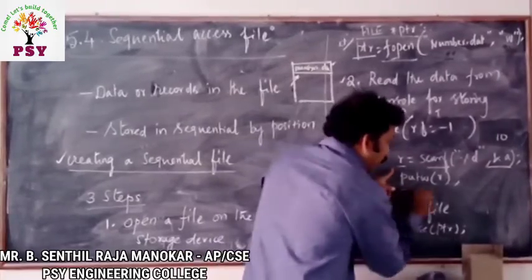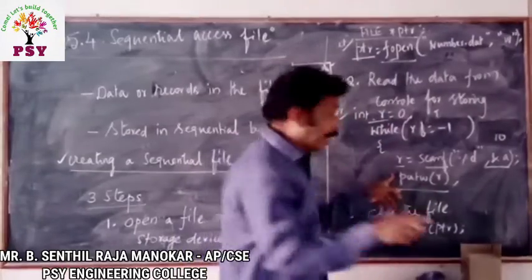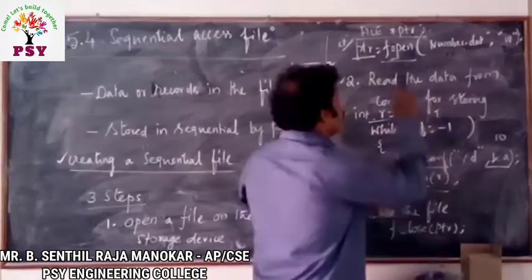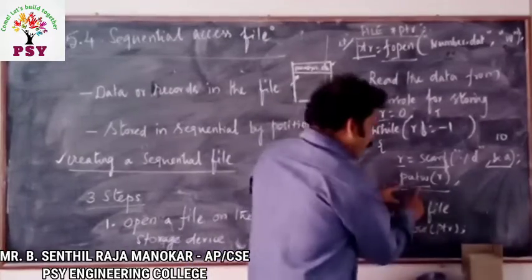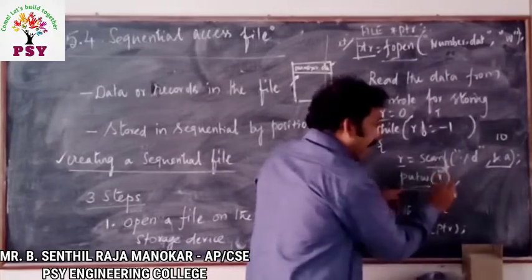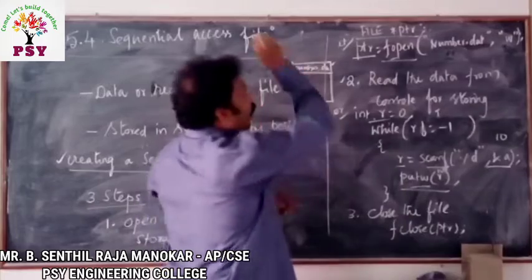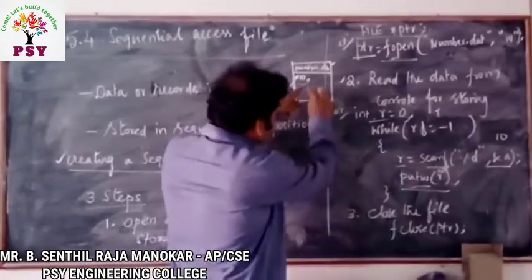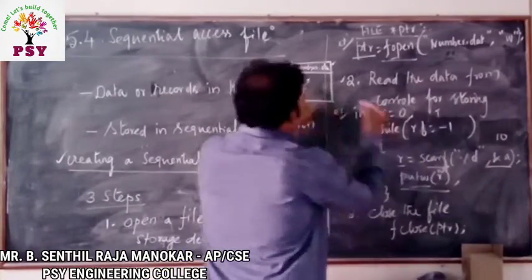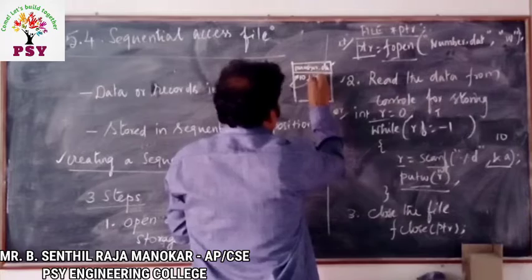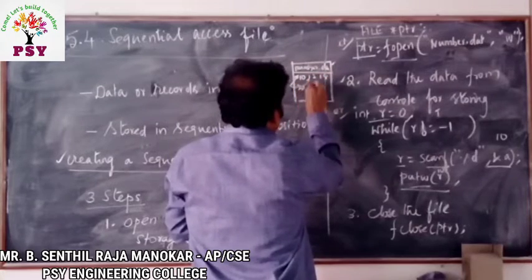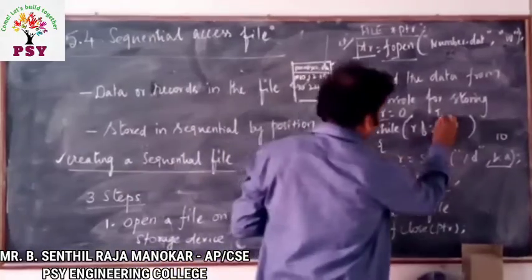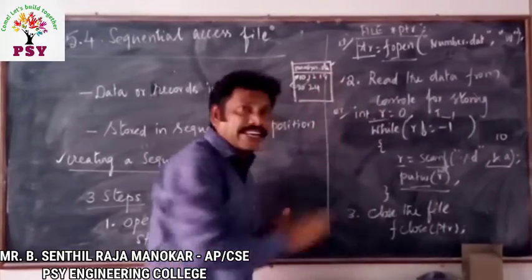Then what will happen? We use the function putw, which is for writing an integer value to the file. R has 10, so that is written, and then the pointer moves to the next position. Likewise, we give values, for example five values: 12, 18, 20, then 24. After that, if I give -1, the loop automatically ends.